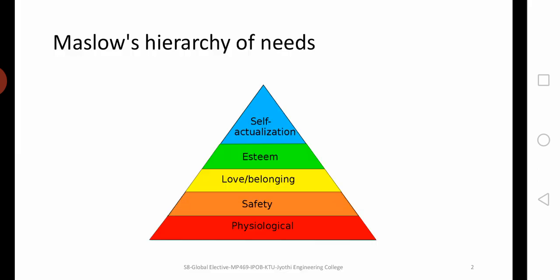Now, what is human need? According to Maslow's hierarchy of needs, human needs are classified into 5. They are self-actualization, esteem, love or belonging, safety, psychological. These are the 5 needs of human as per Maslow's hierarchy of needs. Human needs are the needs of a human for a person's life.